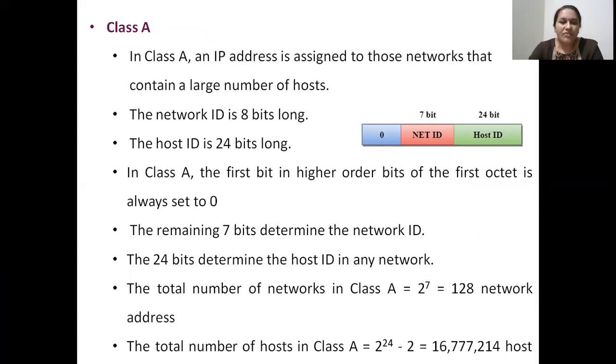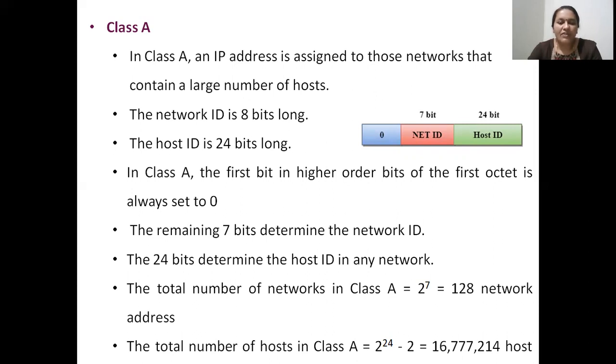And in class A, the first bit in the high order bits is always going to start with 0. The first octet or the first byte, octet means 8 bits, so a byte and octet both mean the same. The first bit in the first octet will always be 0. That's an indication that the address is a class A address. And the remaining 7 bits in the first octet are used to determine network ID. And 24 bits are used to determine the host ID in any of the networks.